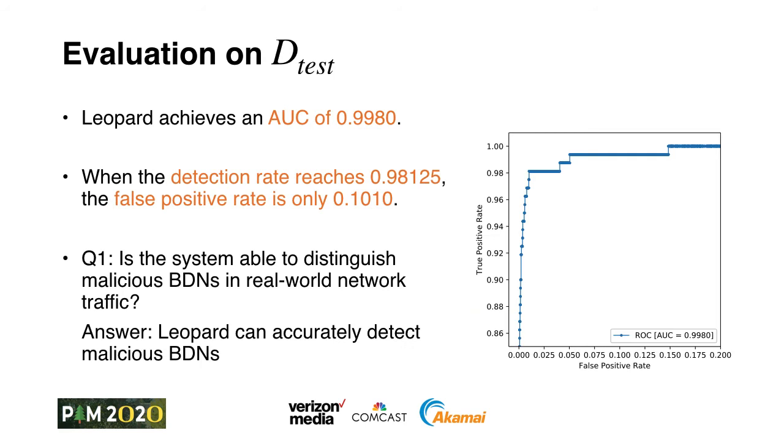Next, the trained random forest classifier was applied to the test set and achieved an AUC of 0.99. When the system gets a higher detection rate, the false positive rate is a low value. So according to the result, we could say Leopard can accurately detect malicious blockchain domains.